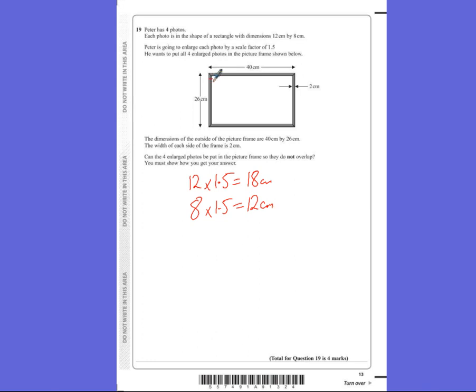If we take 2 centimetres off for this and 2 centimetres off for this, 40 minus 2 twice is going to give us that the width should be 36 centimetres, going from there. And going this way, we've got 26, take 2 twice, which would be 22. So this is going to be 22 centimetres going up and down there. So to fit 4 in, we're going to need 2 of these. So 18 times 2 is 36. So yes, they can fit in lengthwise.